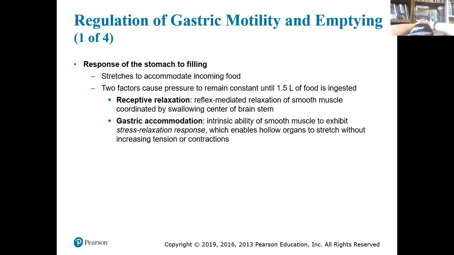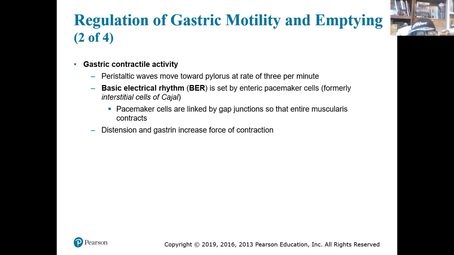The organs can stretch because muscle is pretty stretchy. So the muscle relaxes enough to let them get bigger without having too much pressure build up. All right, so that's great. It stretches, then we're going to fire stretch receptors.